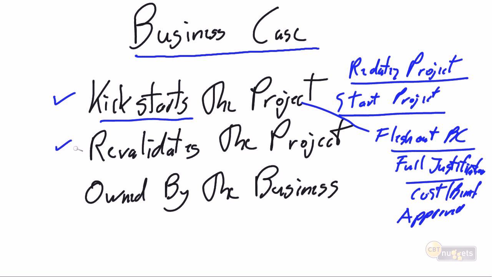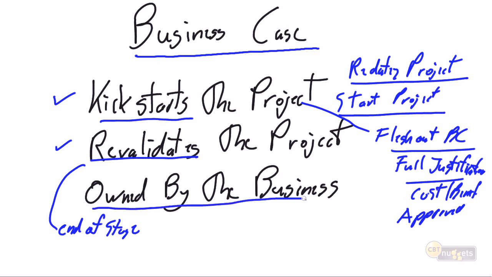And as we've discussed already in this Nugget series, the business case is revalidated at the end of every stage. So at the end of every stage, we will dust off the business case. We will review and validate that the business case still makes sense, that the cost justification still makes sense, that the reason for the pain point for the project still exists, and it makes sense to continue to invest corporate dollars into the project. And I can't overstate enough that the business case is owned by the business.